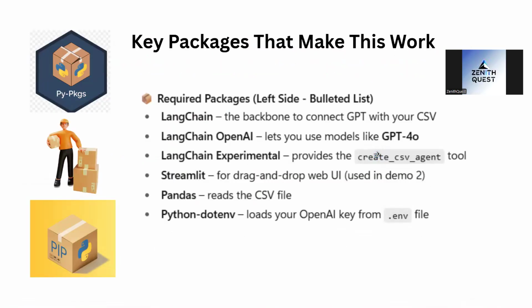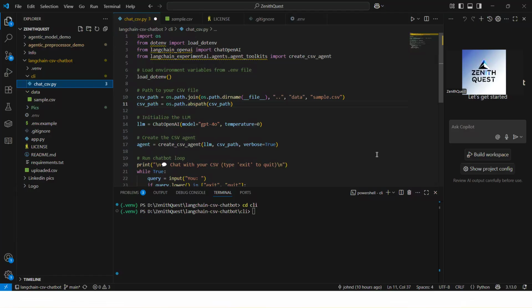Here are the key packages that make this work. It's powered by a few Python packages like LangChain. It connects everything together, especially with the OpenAI GPT-4 model. If I look into the code, I will show you. Look over here, see, it's GPT-4. You will see in the code where we are using ChatOpenAI, if you can see at the top.